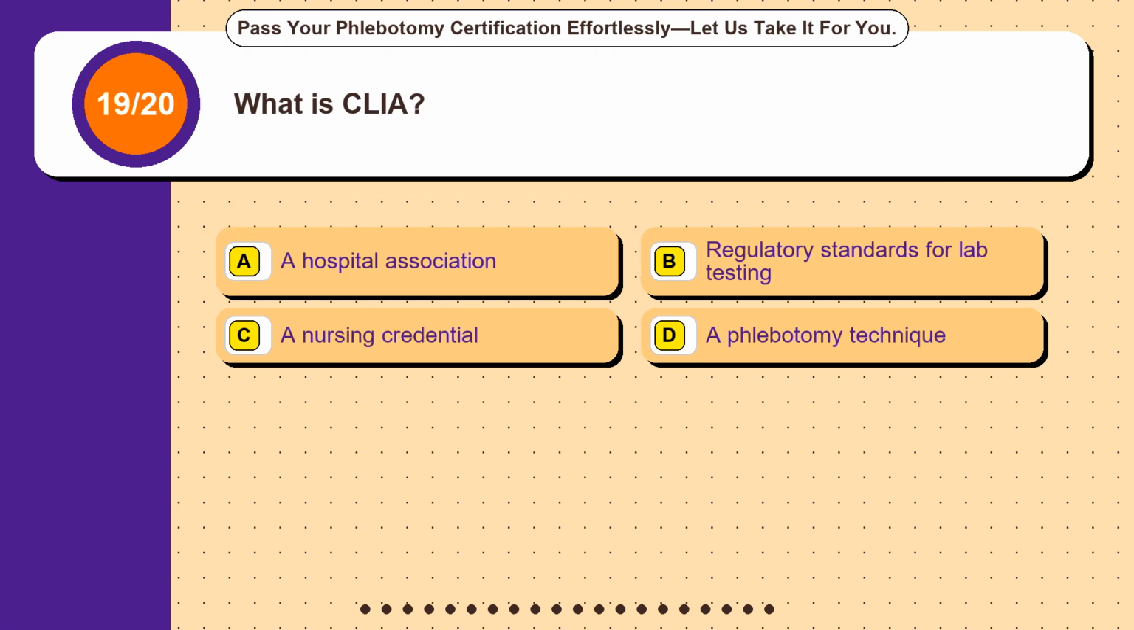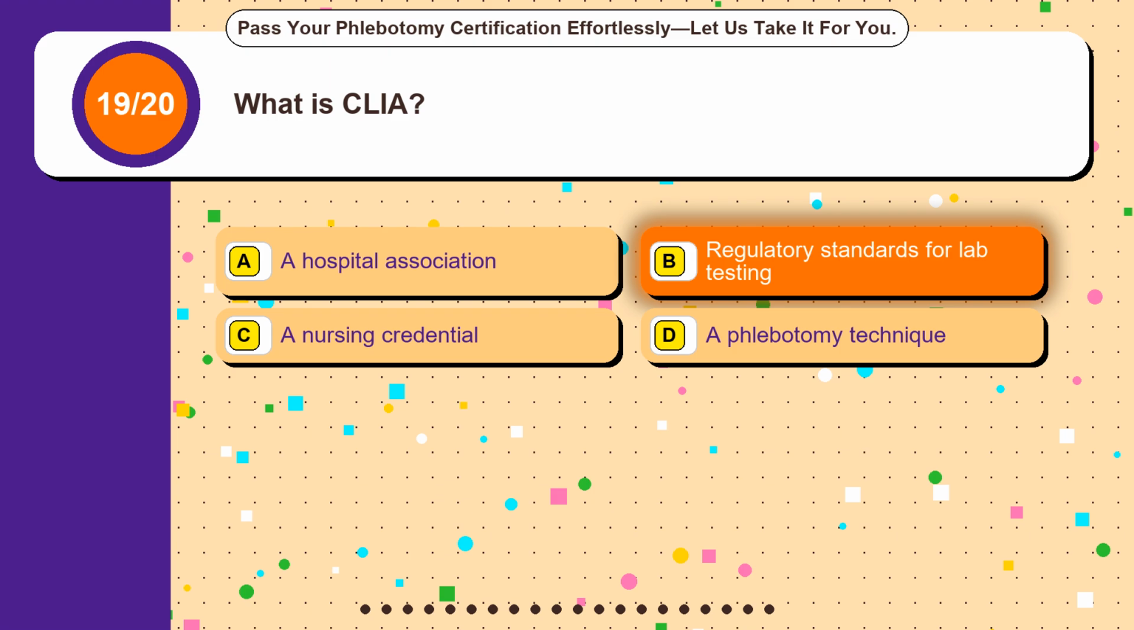Question 19. What is CLIA? Option A, hospital association. Option B, regulatory standards for lab testing. Option C, a nursing credential. Option D, a phlebotomy technique. The correct answer is option B, regulatory standards for lab testing.